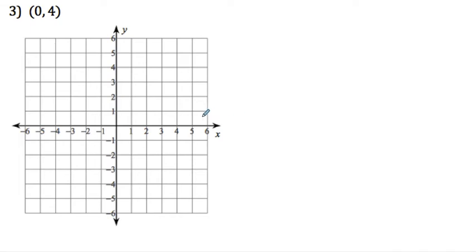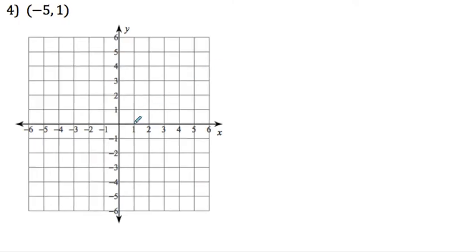Next one, number 3, 0, 4. 0 says I'm not going left or right at all, so I'm going to stay right here. And then 4 means I'm going up 4. So right here on the y-axis at 4, which we'll talk about later. That is called an intercept. That is the y-intercept. We'll get into that more later on in a few chapters.